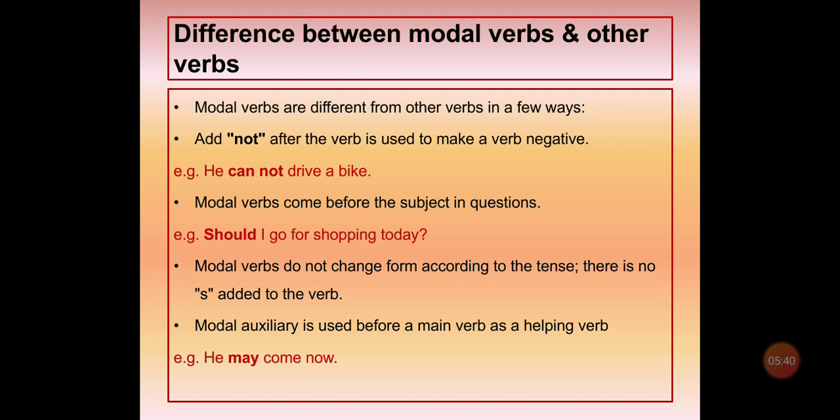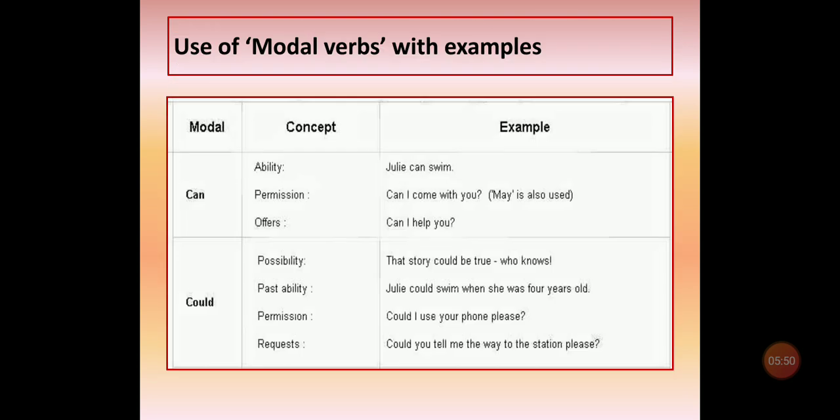Modal auxiliary is used before a main verb as a helping verb. Here is the example: he may come now. So here is a chart given of modal verbs and the concept for which these modal verbs are used, with examples. Can is used to show ability, to take permission, for offers. Could is used for possibility, to show the past ability, permission, request.